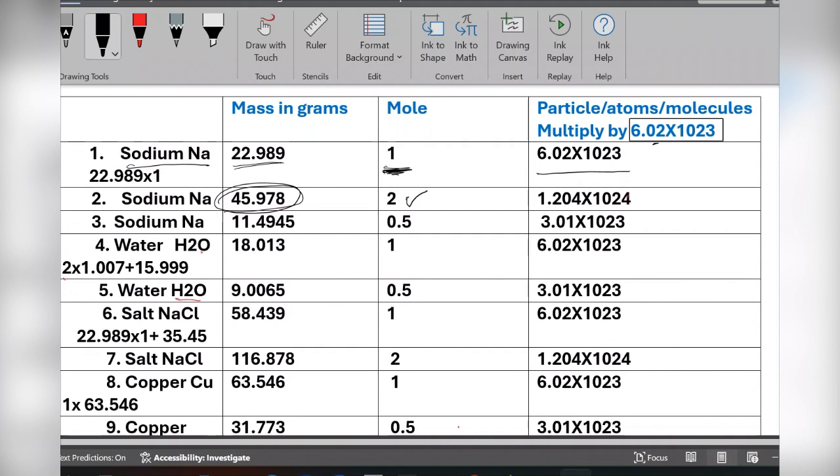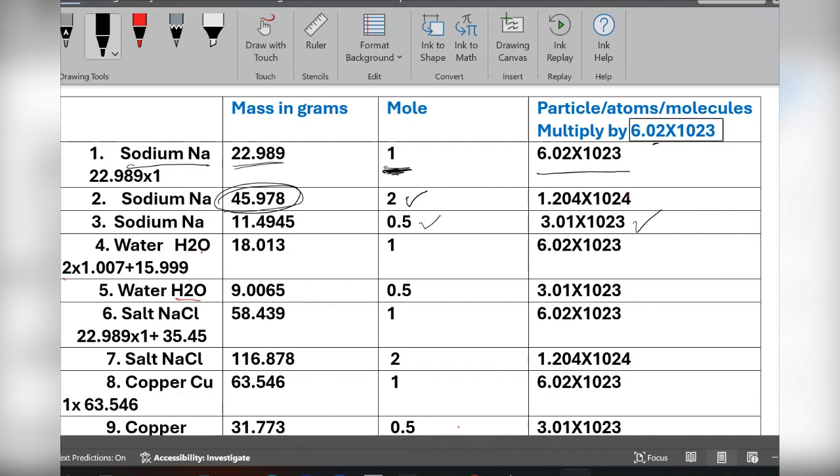Now, third question, 0.5 mole of sodium. So we go to the periodic table, find the molar mass of sodium, which is 22.989, multiply by 0.5. You got 11.4945, multiply by this, 6.02 times 10^23, Avogadro constant. Avogadro constant given by Amedeo Avogadro, that's why we call it. So 0.5 times 6.02, we got this number.